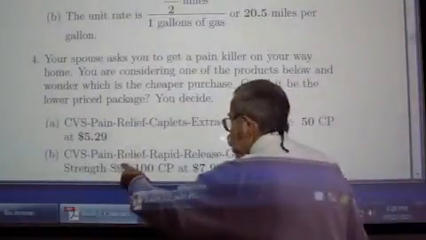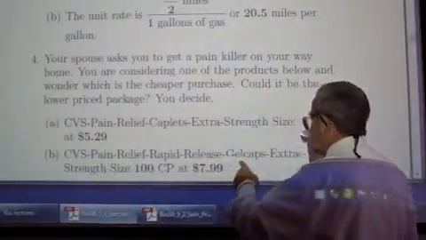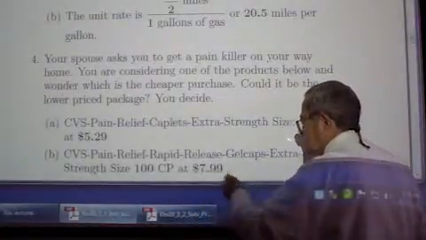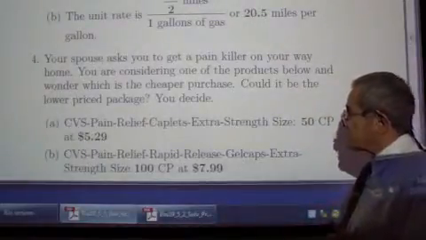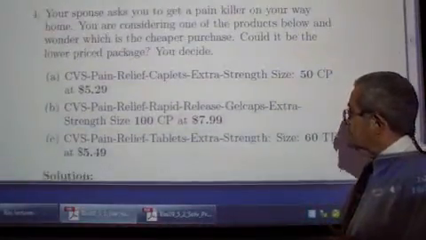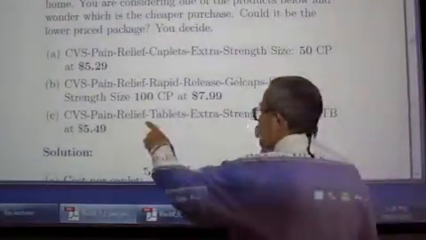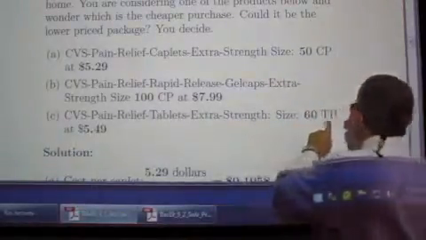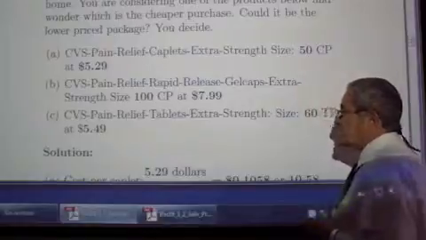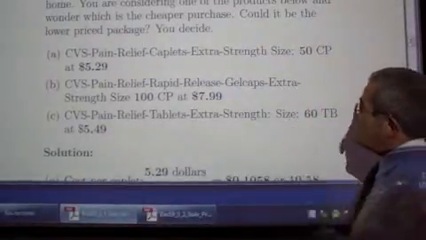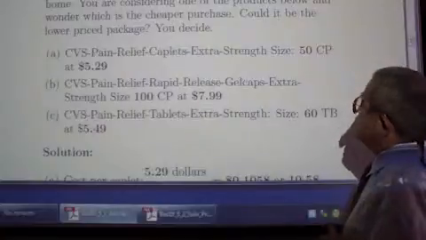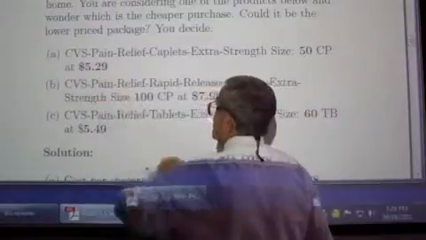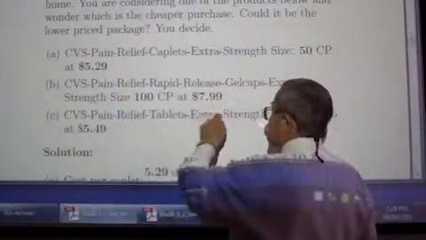You can get CVS Pain Relief Rapid Release Gel Caps, extra strength, size 100 tablets for $7.99. And you can get CVS pain relief tablets, extra strength size 60 caplets at $5.49. How can you compare this? Which is the cheaper? Is it the $5.29? That's a lower number. Which is the higher one? Is it this one? That's a higher number?